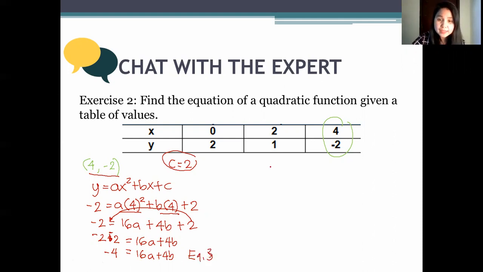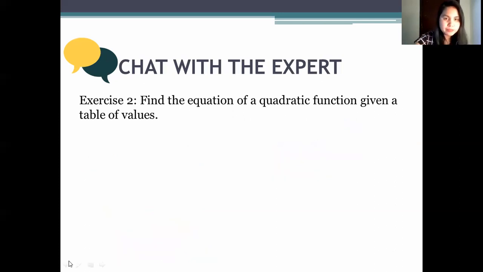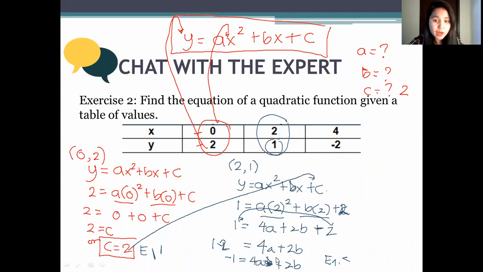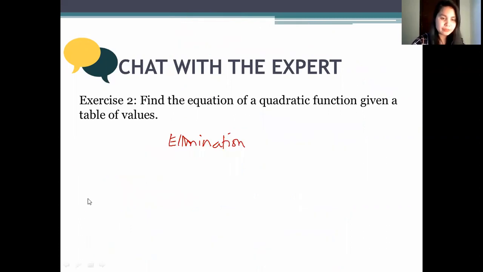Now, what will we do next? Remember in your grade 8, you have what we call elimination. Remember, what is our second equation? That's 4A plus 2B equals negative 1. So you write it. Ready? 4A plus 2B equals negative 1. This is our equation number 2.